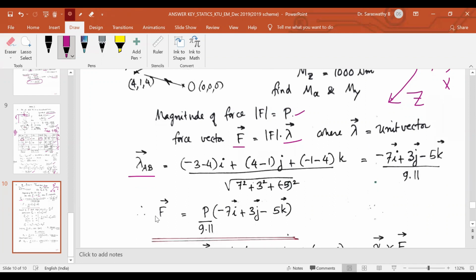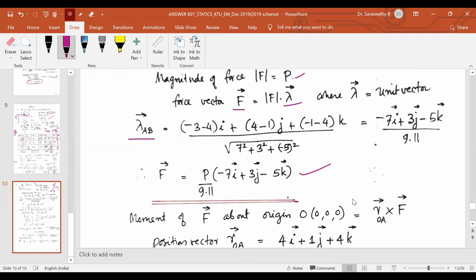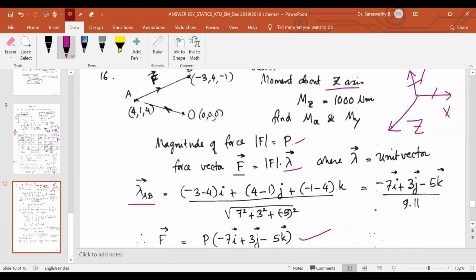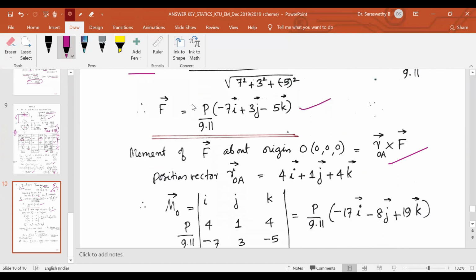So the force vector F is equal to magnitude of force P into this unit vector. So this is the force vector. Now, moment of a force about any point is given by R cross F. So moment about origin is equal to, from the origin, you connect any point in the line of action of the force. I am connecting O to the point A in the line of action of the force. So O to A, OA. Get the position vector ROA. So the moment is equal to ROA cross F.